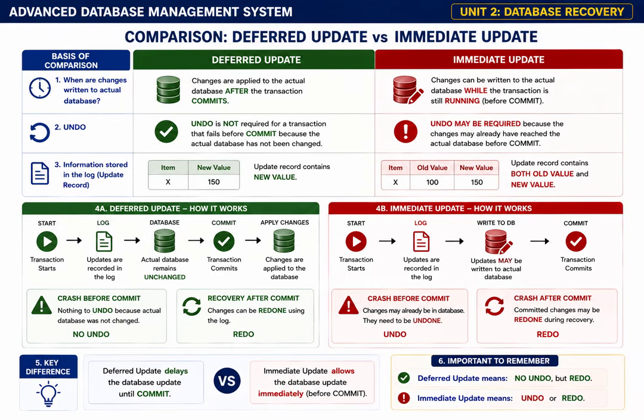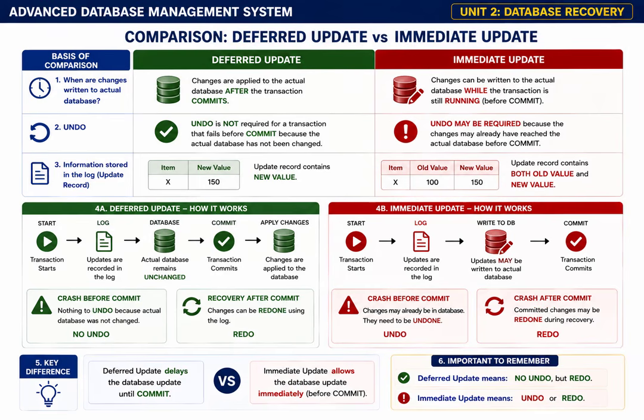The first difference is when the changes are written to the actual database. In deferred update, the changes are applied to the actual database after the transaction commits. In immediate update, the changes can be written to the actual database while the transaction is still running. The second difference is undo. In deferred update, undo is not required for a transaction that fails before commit because the actual database has not been changed. In immediate update, undo may be required because the changes may already have reached the actual database before commit. The third difference is the information stored in the log.